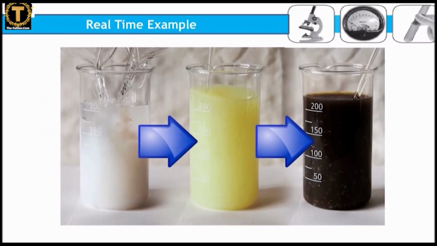Real-time example. To study solution, colloids, suspension, it is helpful to know the properties of homogeneous and heterogeneous mixture of solute, solvent and combined solution.